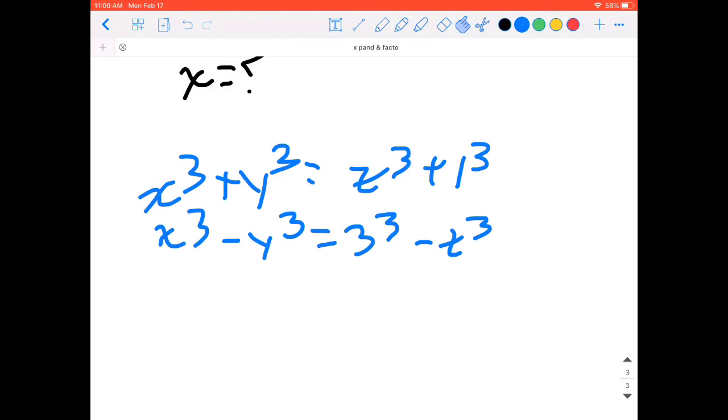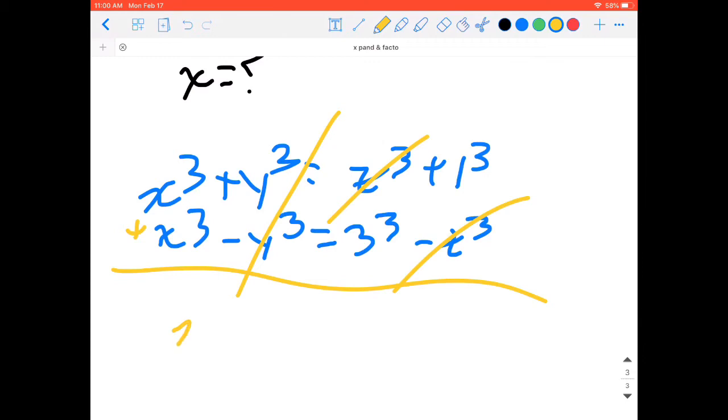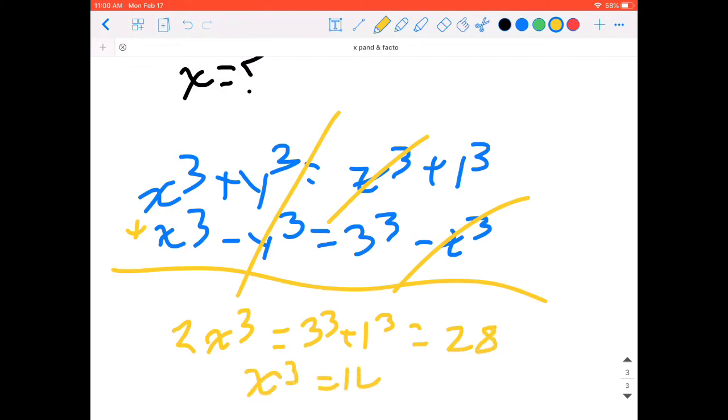And we can simply see, hopefully, that if we add the equations, this cancels and that cancels. So we've got 2x cubed equals 3 cubed plus 1 cubed, which equals 28. X cubed equals 14. x is the cube root of 14. And it's not plus or minus because you don't worry about odd powers with those. And checking our answer, wow, it really is that ugly. So that's our answer: cube root of 14.